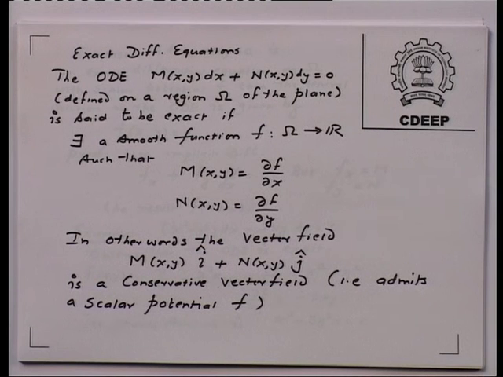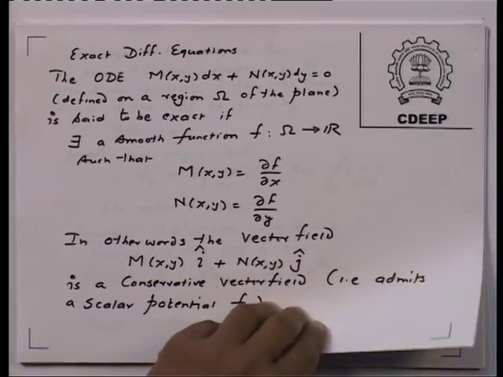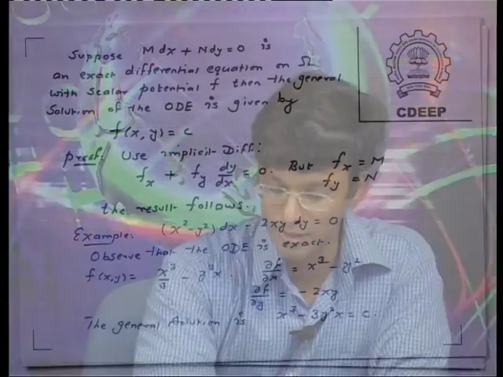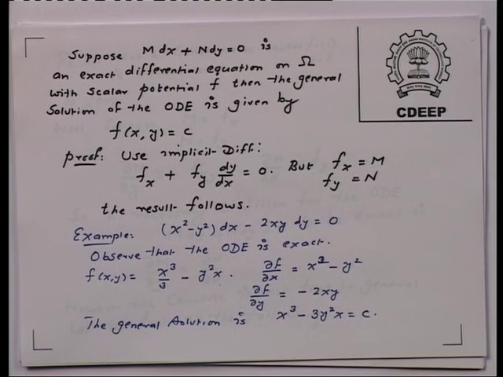So, is the definition of an exact differential equation clear? Okay. Suppose M dx plus N dy equal to 0 is an exact differential equation on omega with scalar potential f, then the general solution of the ODE is given by f of x, y equal to c.